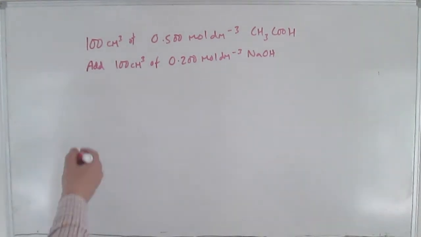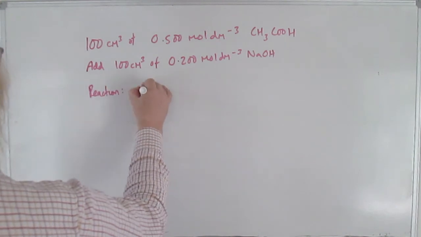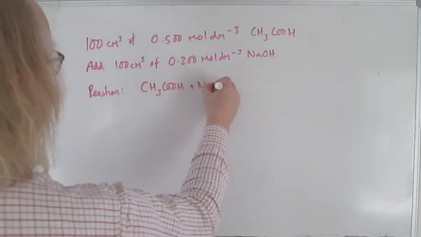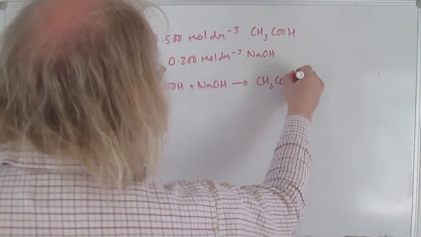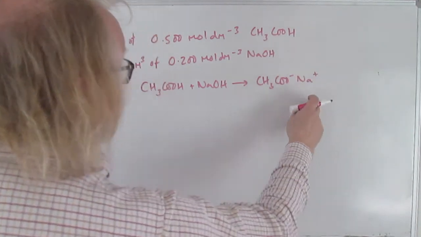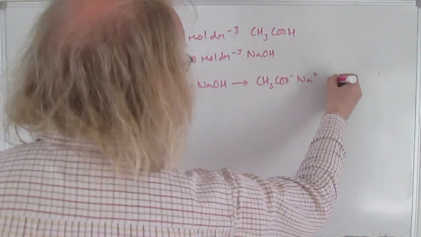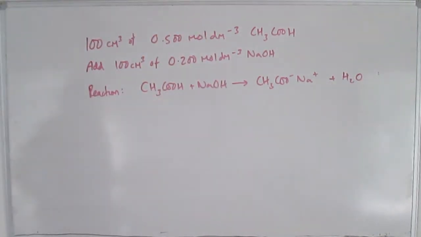So the reaction that will happen is just acid plus base goes to salt plus water. So ethanoic acid plus sodium hydroxide creates our conjugate base. So there's our sodium ethanoate with the conjugate base ions there, plus water. Okay, so it's a one-to-one reaction which creates the conjugate base.